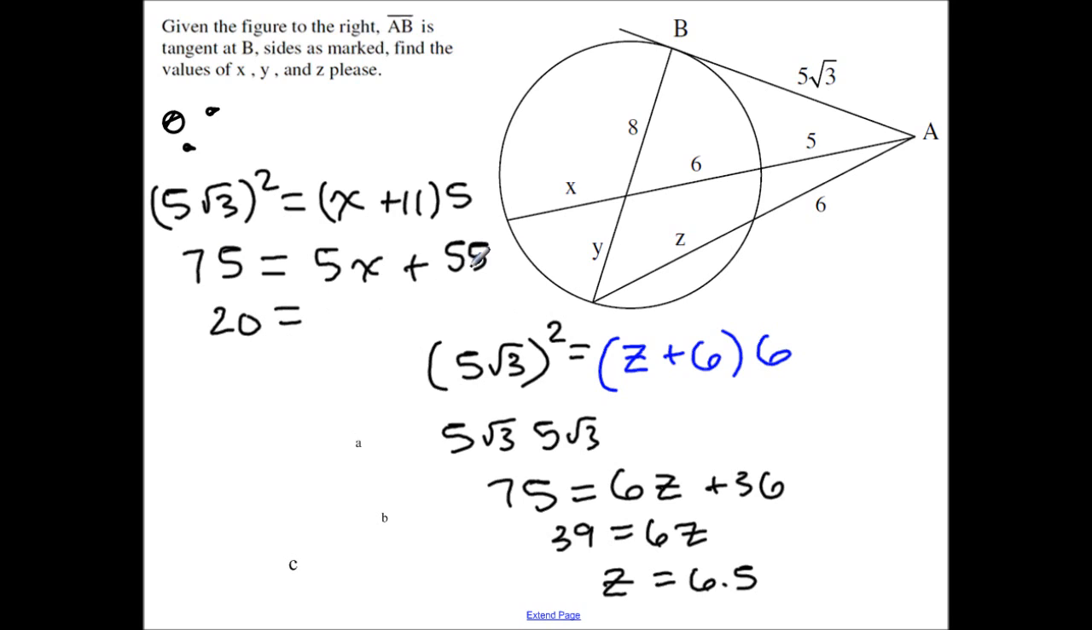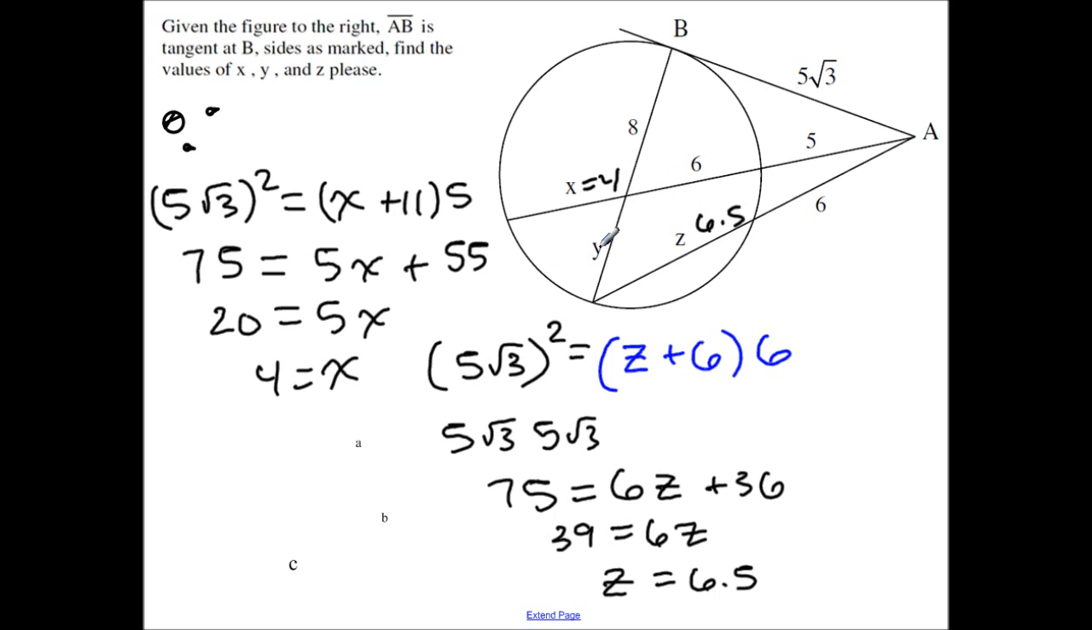And when I subtract the 55 here, I'm left with 5x. So 20 equals 5x, therefore x is equal to the number 4. So now I know that this x is indeed the number 4. And I know that z, I forgot to write it down here, was 6.5.